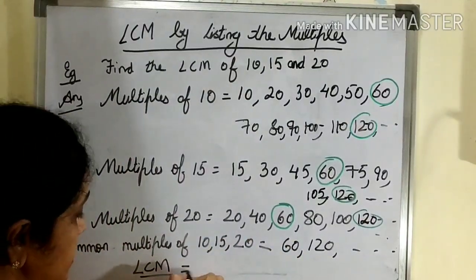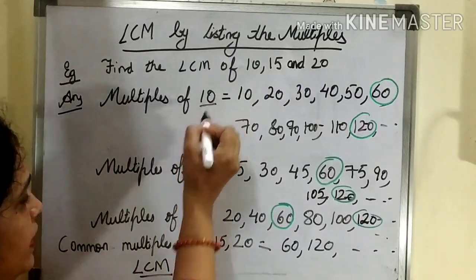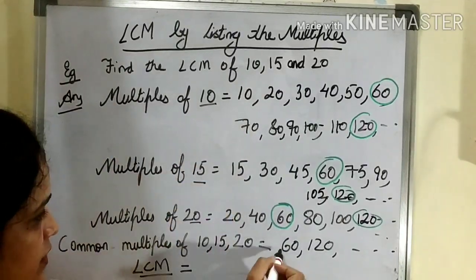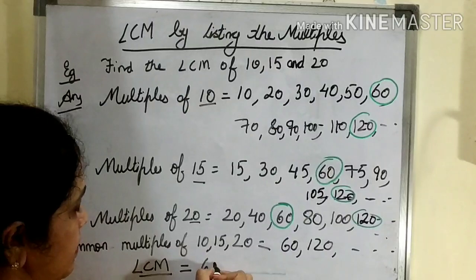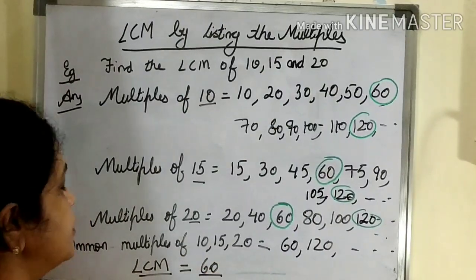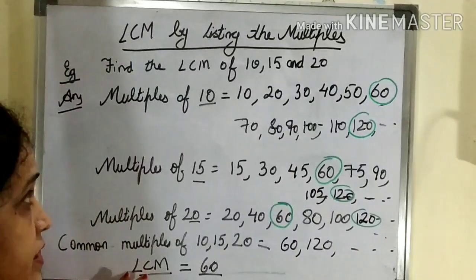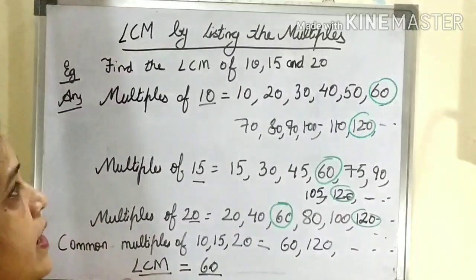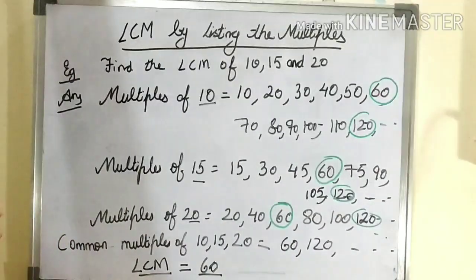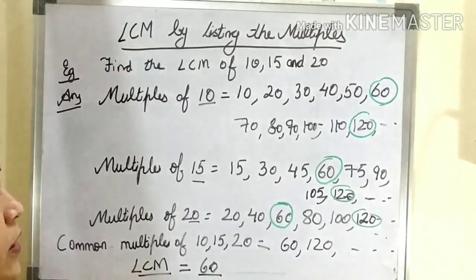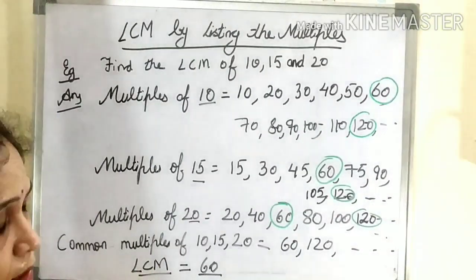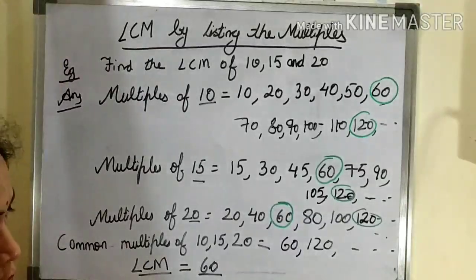That is the smallest number which is divisible by 10, 15 and 20. What is the least common multiple? Yes, the least common multiple is 60. So this is one method of finding the LCM, by listing the multiples. But there are other methods also, and after seeing those methods you will feel that it is much easier to find by other methods. Now let us see other methods also.